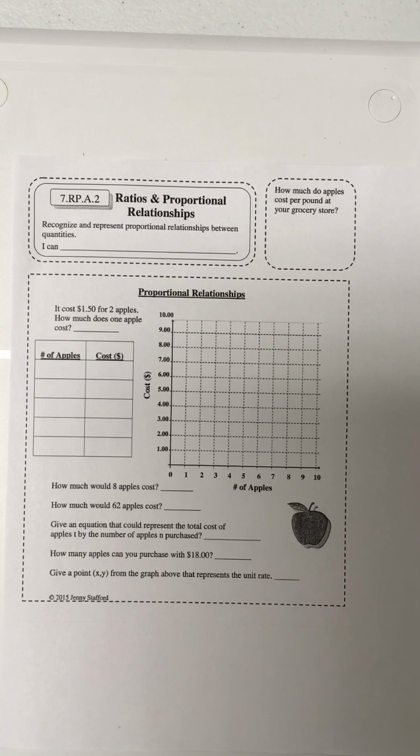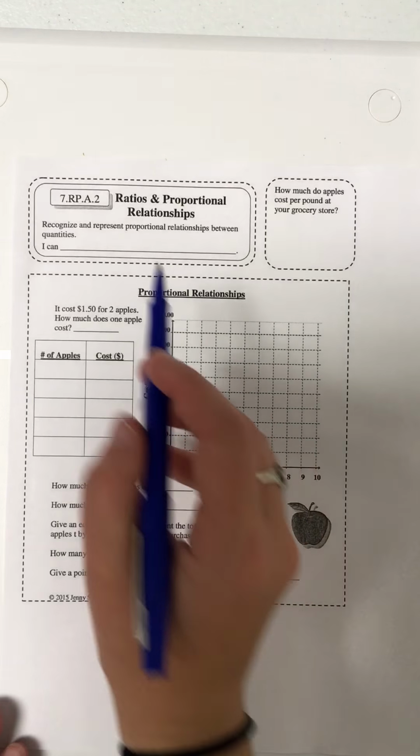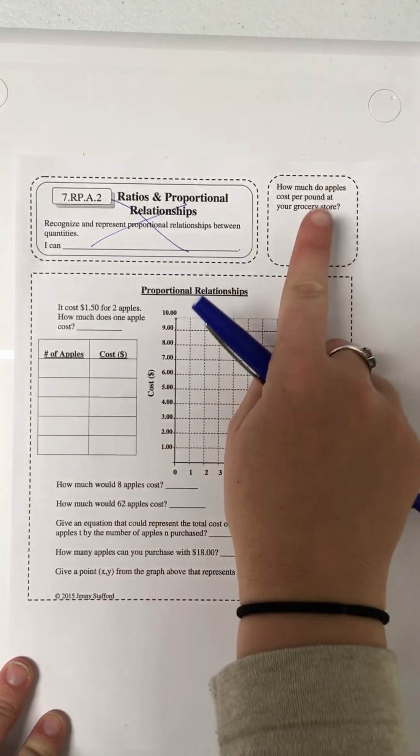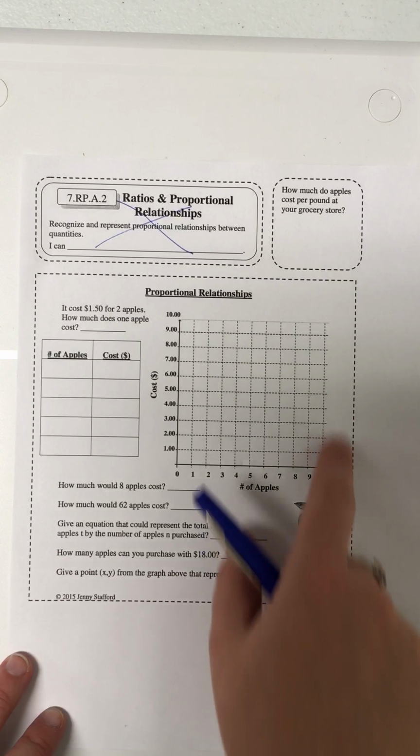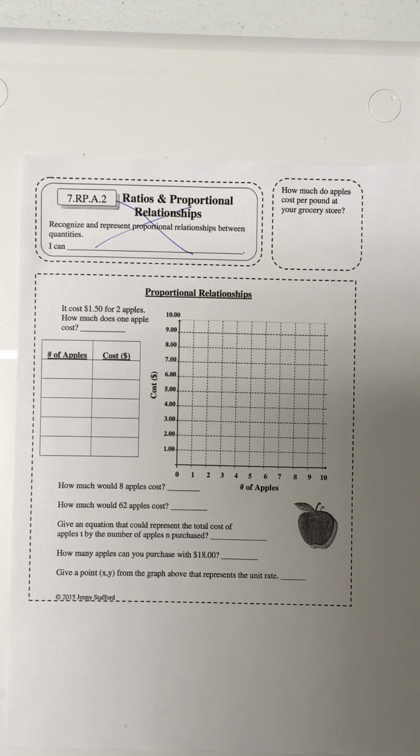Trim up this paper. This is going to go on the right hand side of page 204. You do not need this part. You simply need the question and the box. And this is talking about proportional relationships with tables and graphs. It costs $1.50 for 2 apples. How much does it cost for 1 apple?